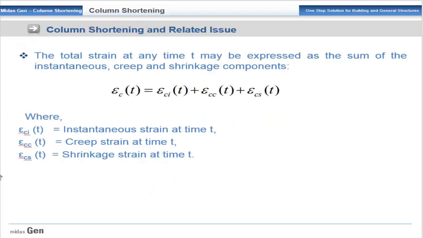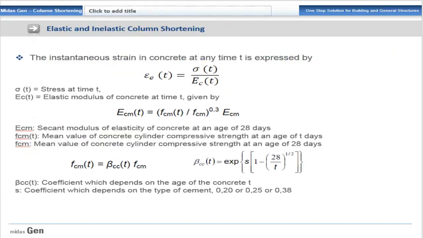Now, as per Eurocode, the total strain at any time t may be expressed as the sum of the instantaneous, creep and shrinkage components. The instantaneous strain in concrete at any time t is expressed by this formula, that is stress at time t on elastic modulus of concrete at time t, which is further given by this particular equation.